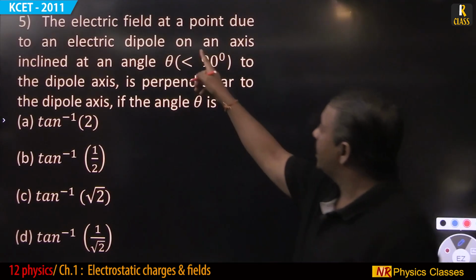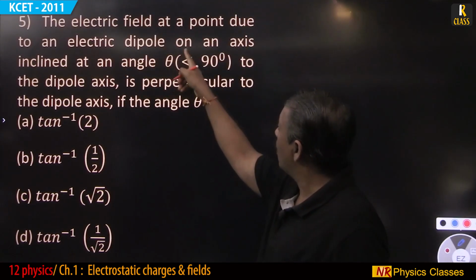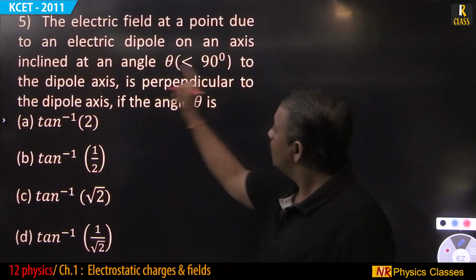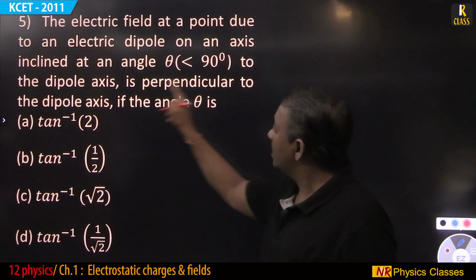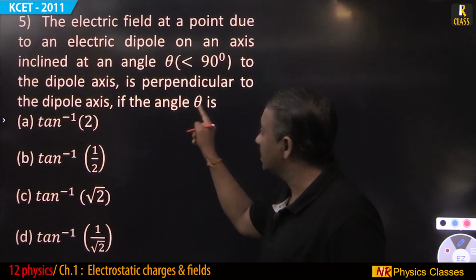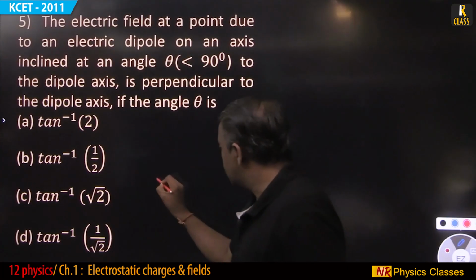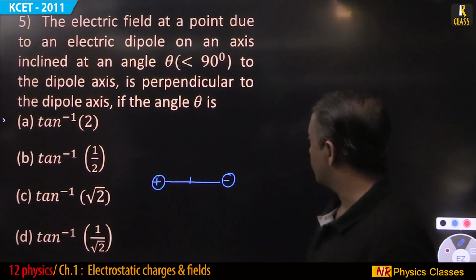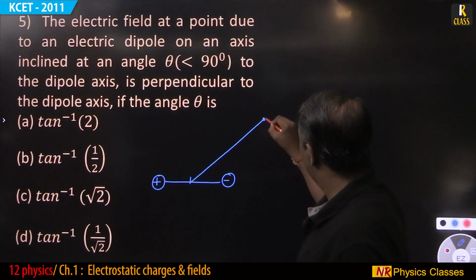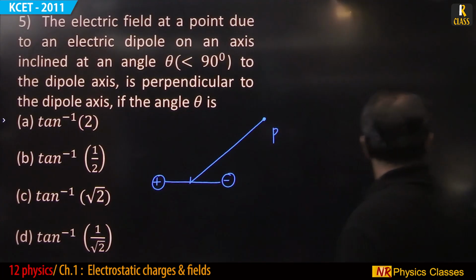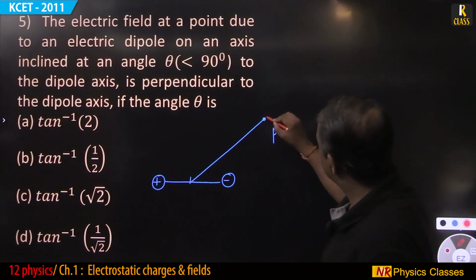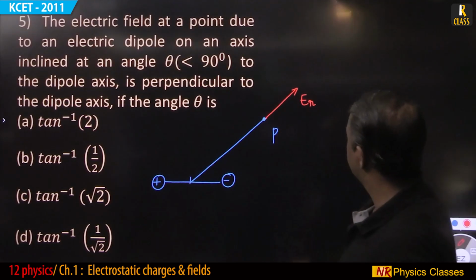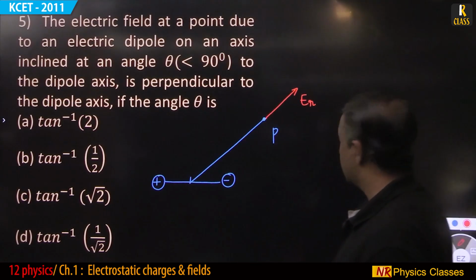The electric field at a point due to an electric dipole on an axis inclined at an angle theta less than 90 degree to the dipole axis is perpendicular to the dipole axis if the angle theta is. Now, there is a dipole, plus, minus, center of the dipole. This is the point P. This is radial component of the electric field. Let me denote it by ER. This is transverse component I have to draw.